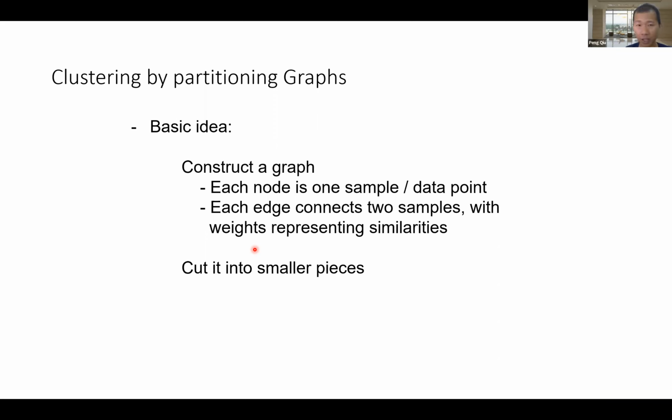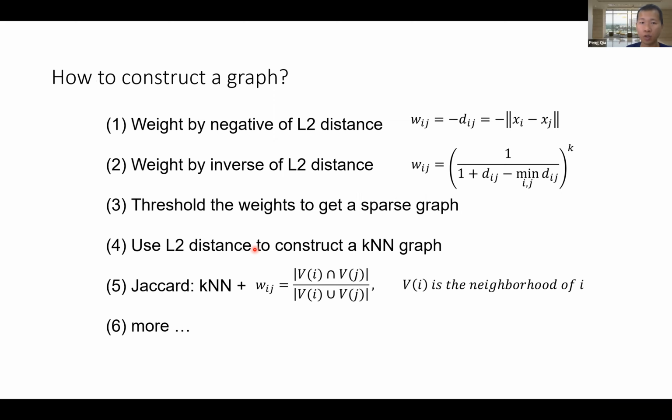And then once we have this graph, we can talk about how we can cut this graph into smaller pieces by removing the minimal number of edges or disrupting the minimum amount of weights. Okay, so to construct weights, there are different formulas, but in general, for two data points that are very similar to each other, we want the weight to be large. For two data points that are far away from each other, we want the weight to be very small or just zero so that the edge doesn't exist.